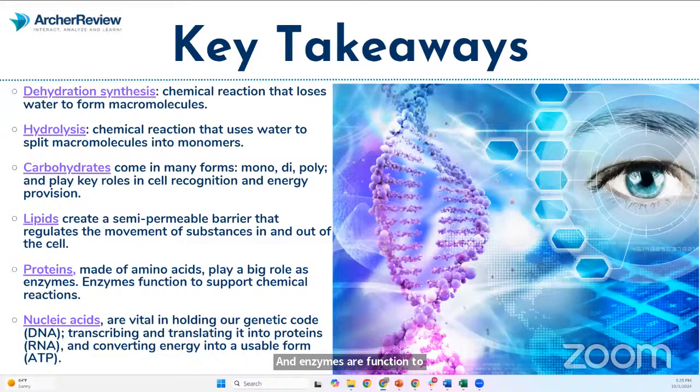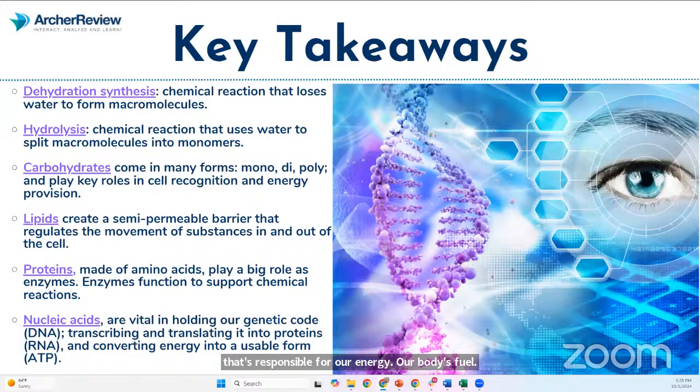Nucleic acids, then finally, are important in holding our genetic code. That's our DNA. And we will see as we look at protein synthesis that they are involved in transcribing and translating proteins. And then also ATP is a nucleic acid, and that's responsible for our energy, our body's fuel.